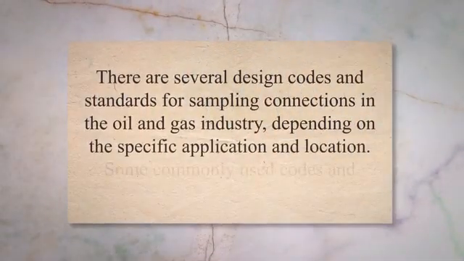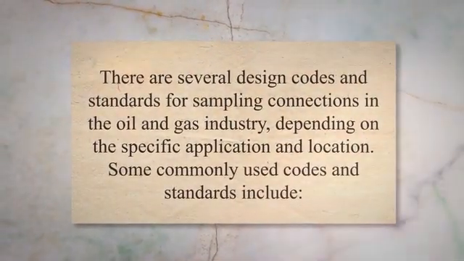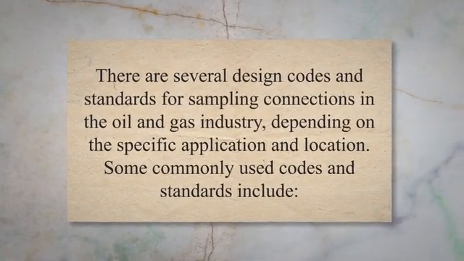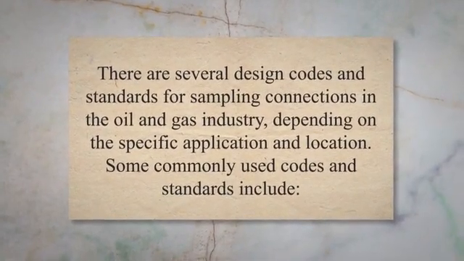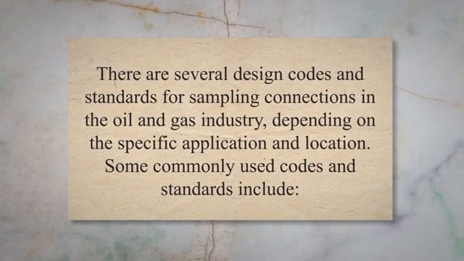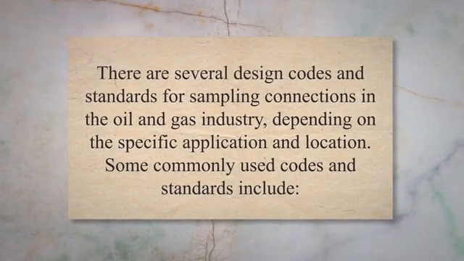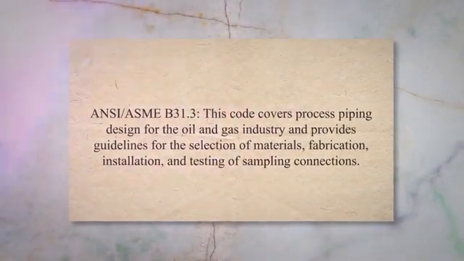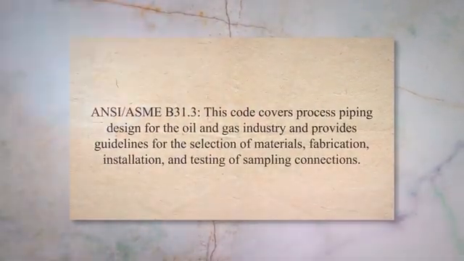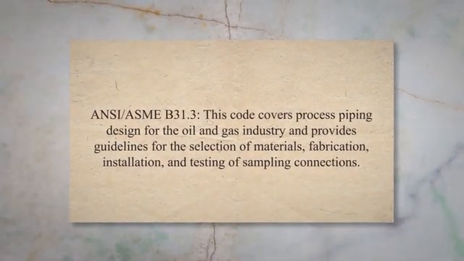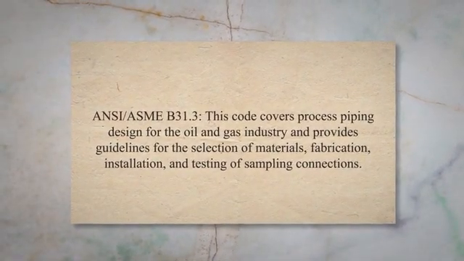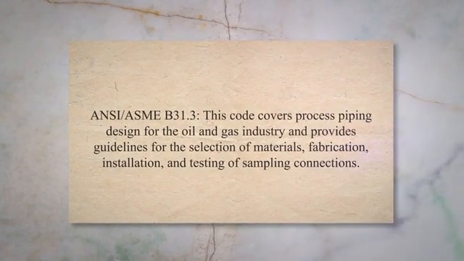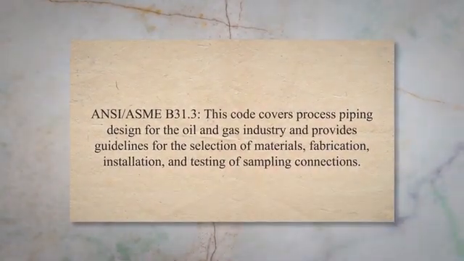There are several design codes and standards for sampling connections in the oil and gas industry, depending on the specific application and location. Some commonly used codes and standards include ANSI/ASME B31.3. This code covers process piping design for the oil and gas industry and provides guidelines for the selection of materials, fabrication, installation, and testing of sampling connections.